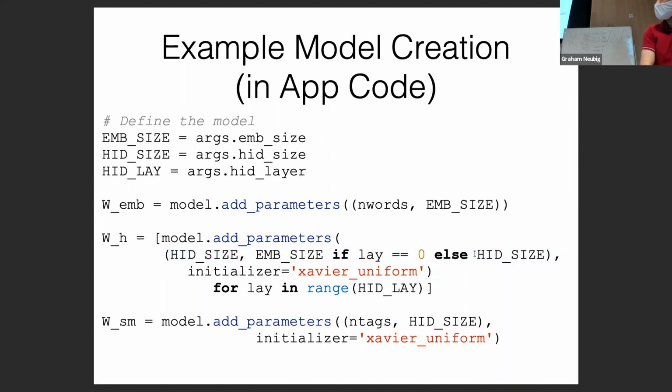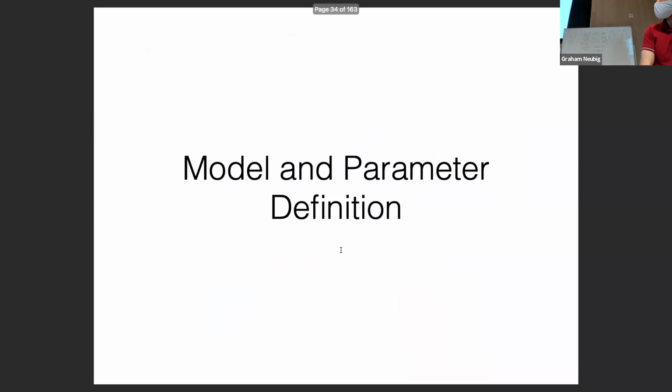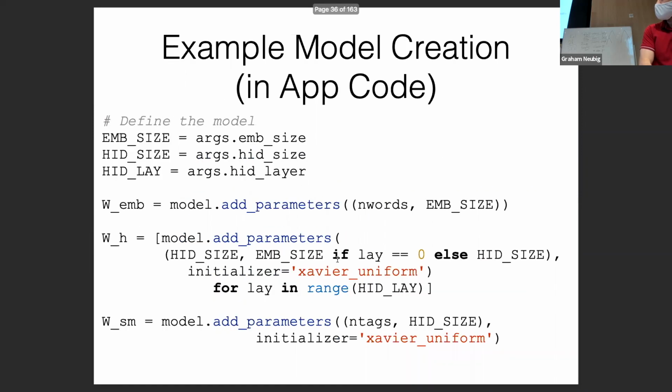So just to demonstrate this intuitively, you can see that the input here is the word embedding, so it should be the word embedding size. The input in all subsequent layers would be the size of the hidden dimension. And for the linear transformation before the softmax, we implement something where the output is the number of tags and the input is the hidden size.